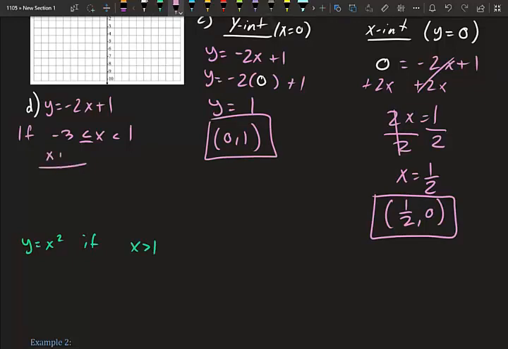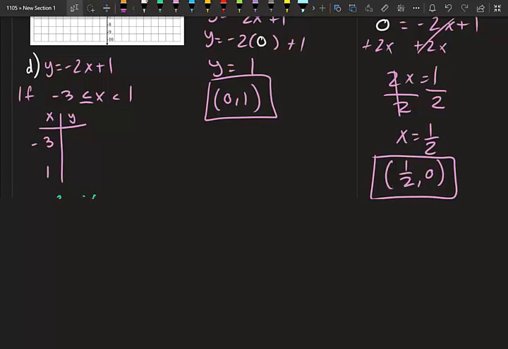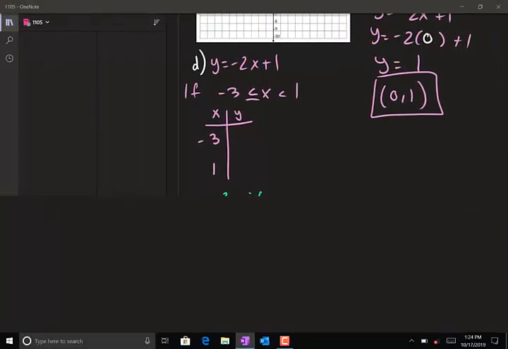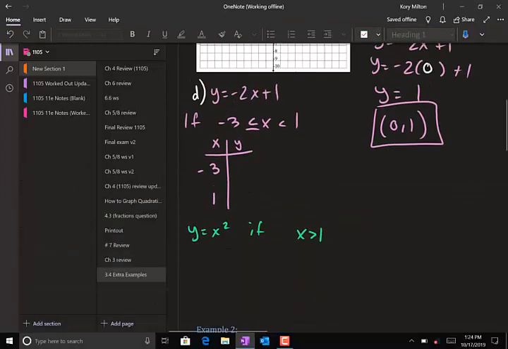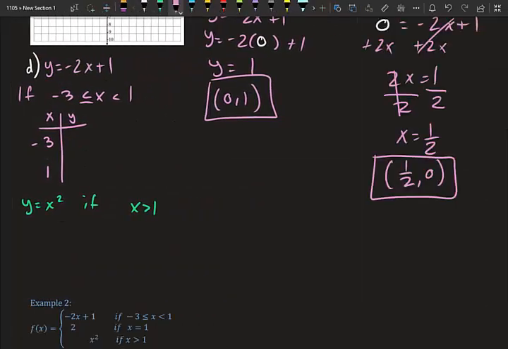So we do our little fancy t-charts. And then since the purple one is a compound inequality, you use both numbers and nothing more. So negative 3, 1. Since negative 3 is attached to this one right here, it's a closed circle. And 1, since it's attached to this symbol, is an open circle. So we plug it into our handy-dandy equation. We have y equals negative 2 times negative 3 plus 1. So 6 plus 1, we get 7.